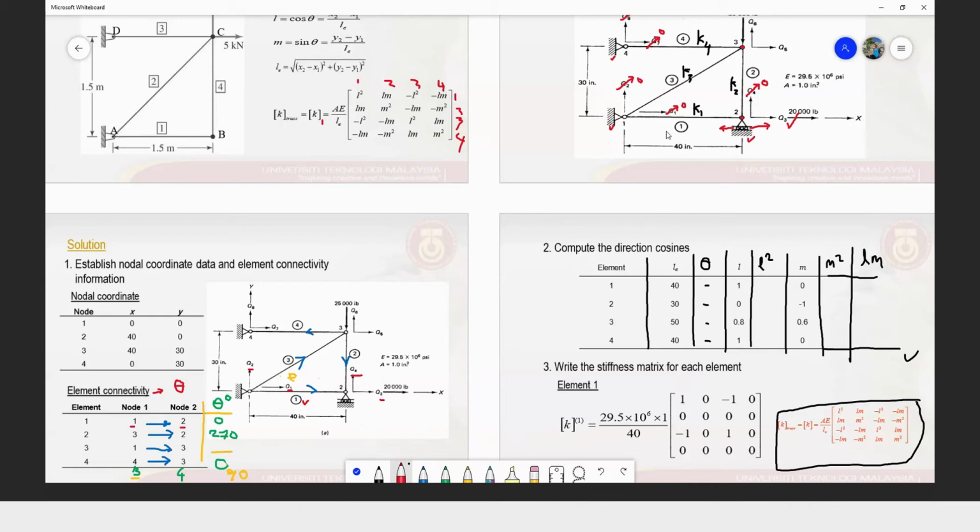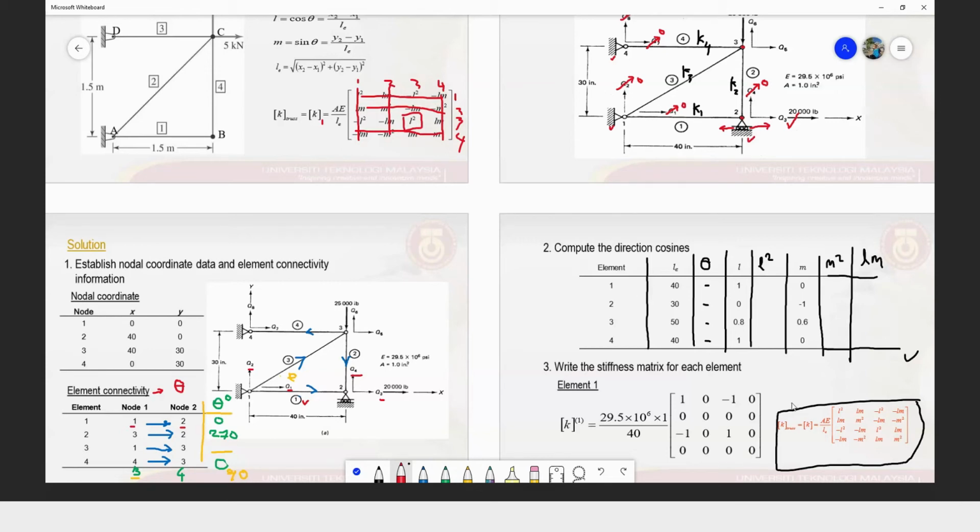Then look at the boundary condition. So we have Q1 equal to 0, Q2 equal to 0 due to the fixed boundary condition, and Q4 equal to 0 as well due to this kind of support that we use. So in this case, we can straight away eliminate 1, 2, and 4 from our K matrix. Sorry, we eliminate the row and column. So what is left? This is only what is left in our K1.